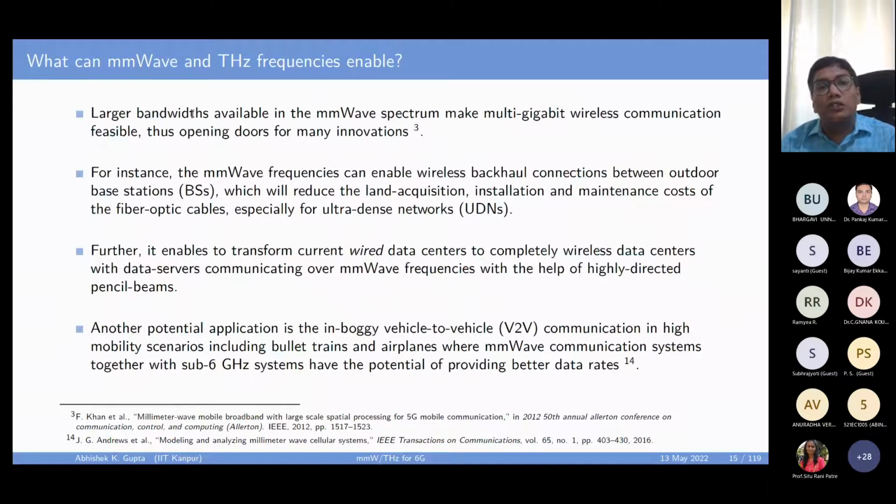So what can these frequencies enable other than the data rate? Of course, we know they can support applications that require large data rates, so they can open the door to many innovations. But apart from that, they also have some other interesting applications. For example, they can act as backhaul connections between base stations.